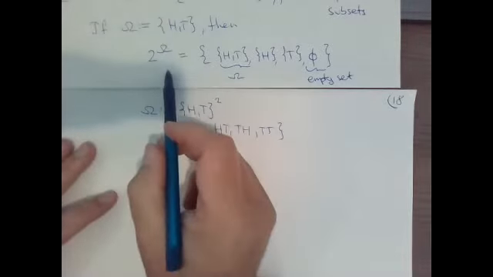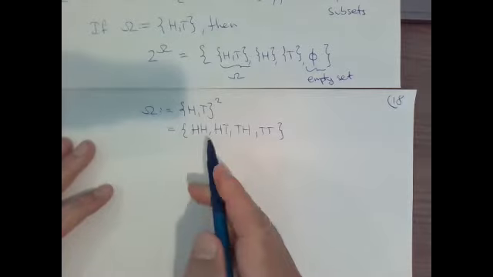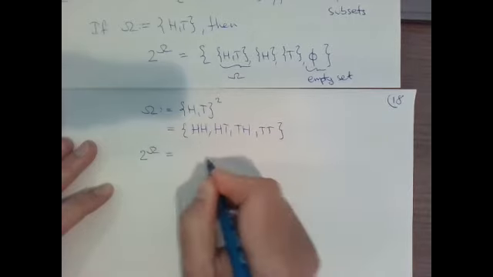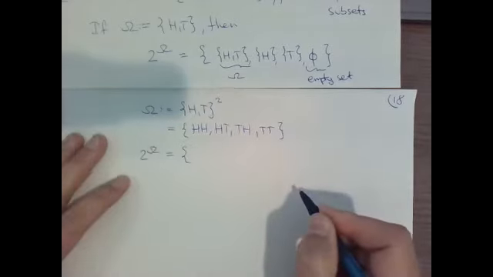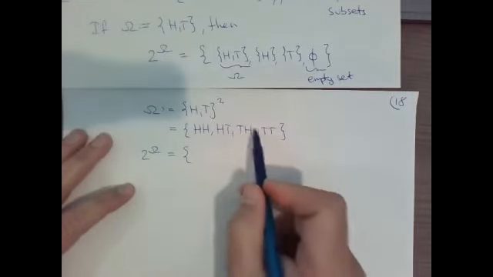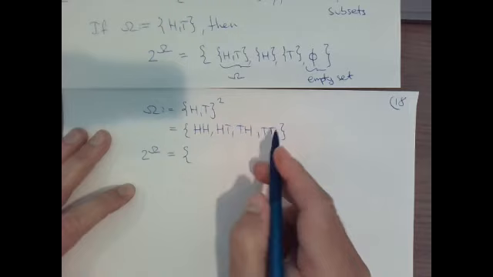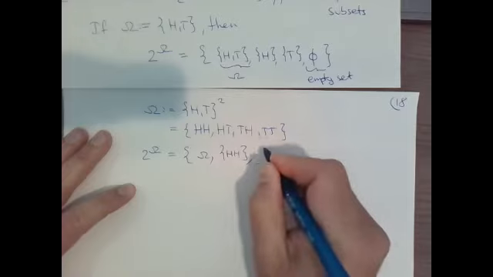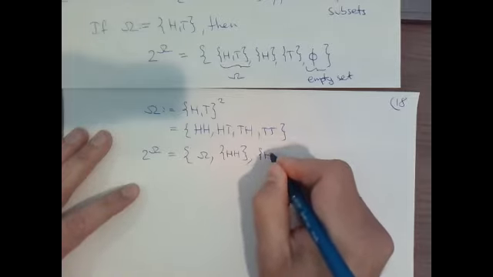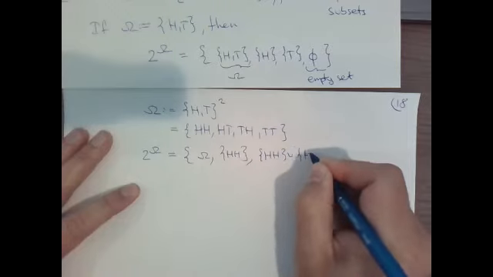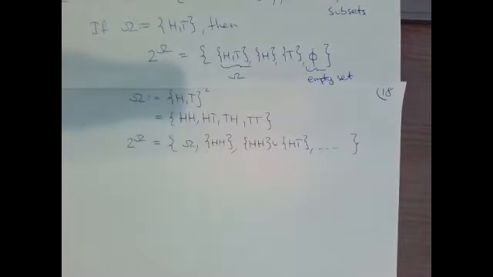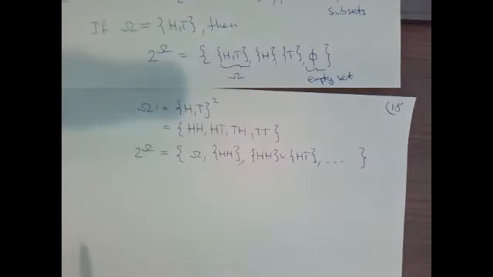And then again, in this case, I can look at the power set 2 to the omega. It will be a lot to write out now, but what kind of subsets can you form of a 4-element space? Well, you can form itself, you can form HH, you can form HH union HT, and so on. I'm not going to write them all out. You'll have a bunch of sets in here. And that will be a sigma algebra.